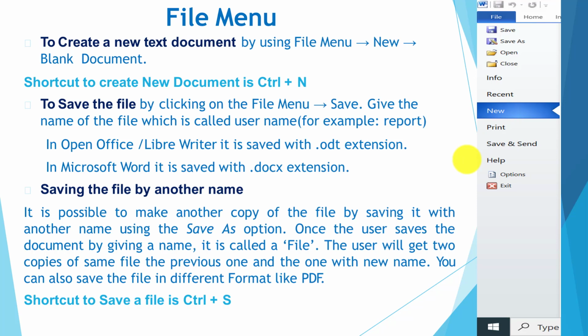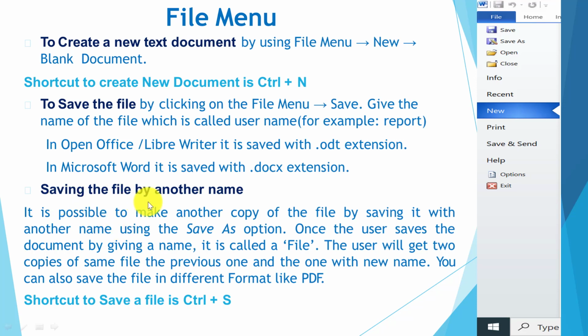How to save a file? We all know that the shortcut to save a file is Control plus S. And the other method is go to File menu, then click on the Save button. If you are giving your file name for the first time, then the Save As window will automatically open. In OpenOffice or LibreOffice Writer, it is saved with .odt extension. But in MS Word, it is saved with .docx extension.